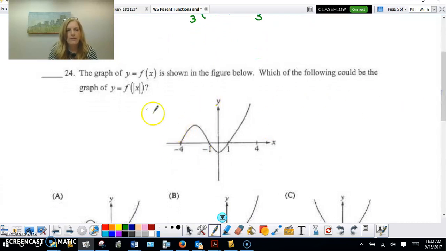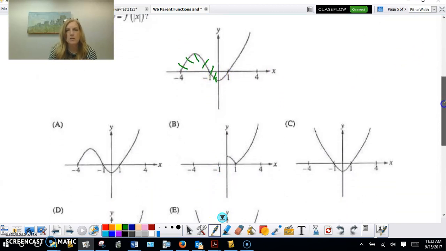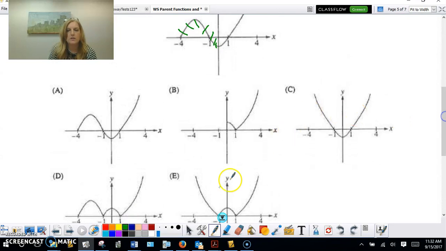Okay, we have a graph. We want to do the absolute value on the inputs. Remember, the absolute value on the inputs is going to delete the left side of the graph and then make it look like the right side of the graph. So our answer for that is going to be C.